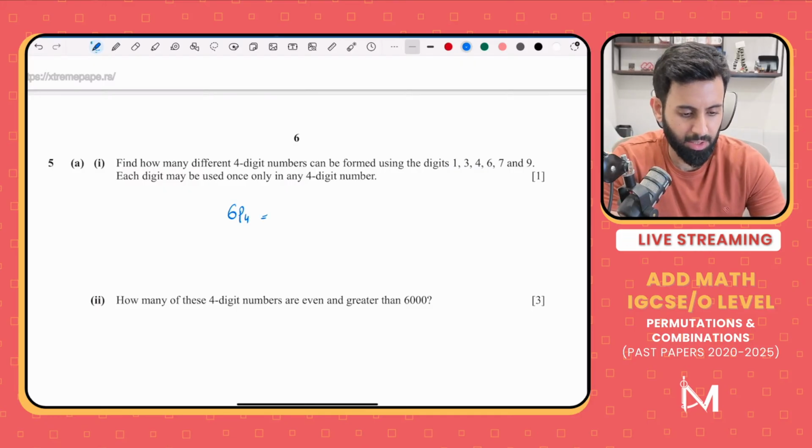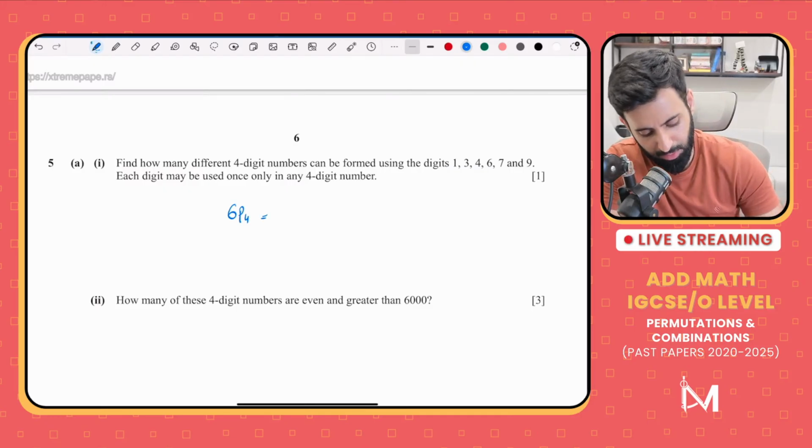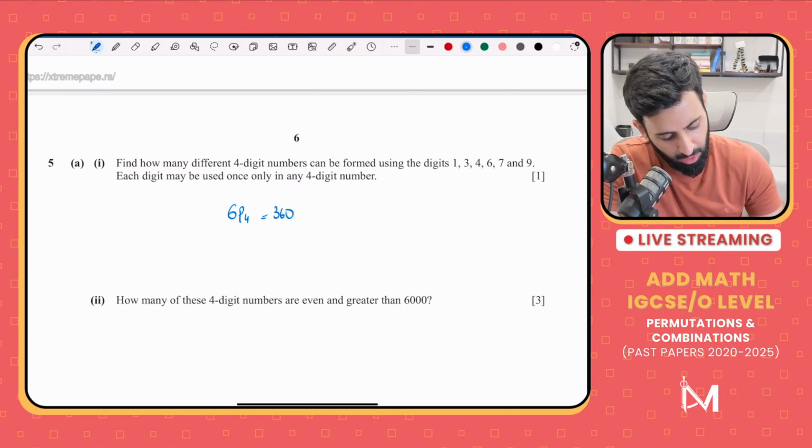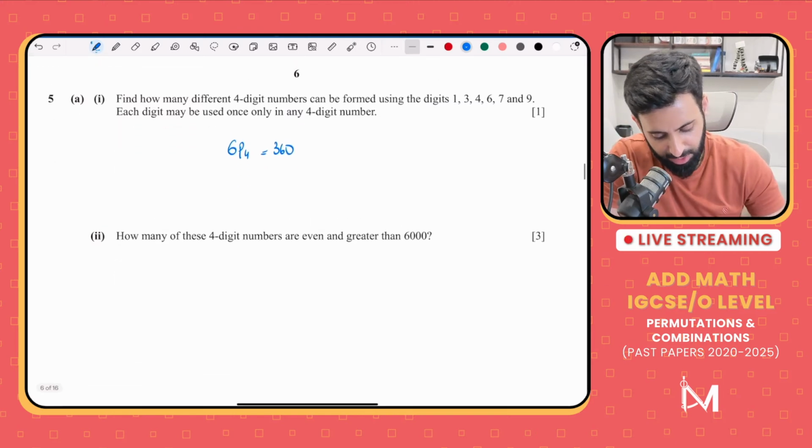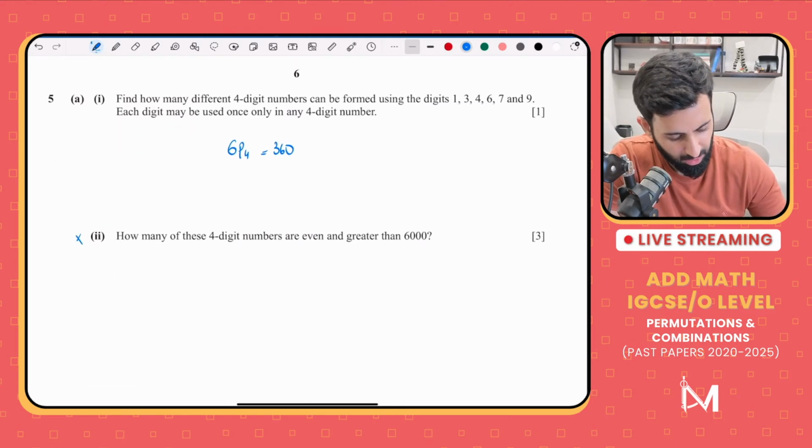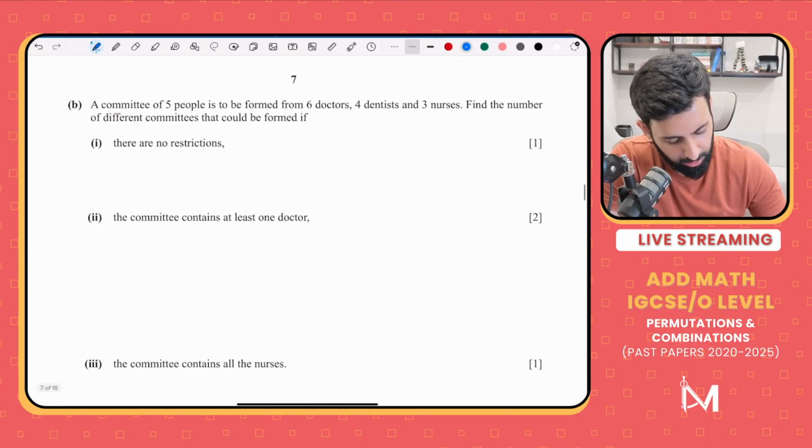Spice up the questions. Yeah, I'm thinking to do that. By the way, how many of these 4-digit numbers are even and greater than 6,000? Okay, now let's skip this one. This is quite easy. Let's do slightly more difficult questions.